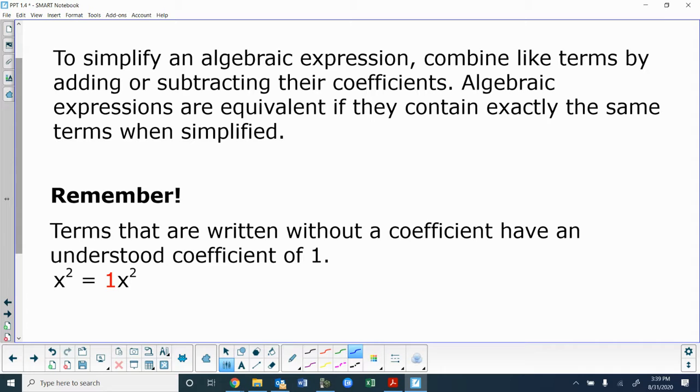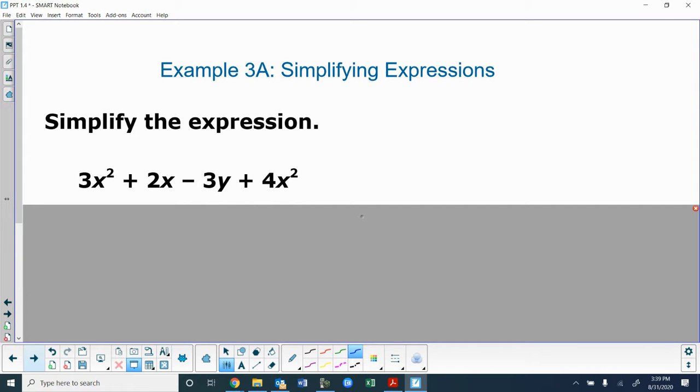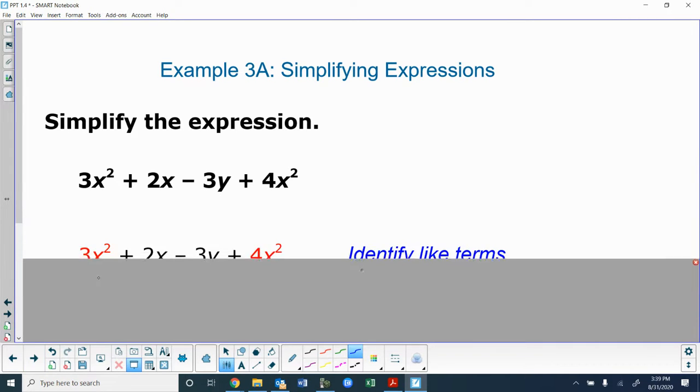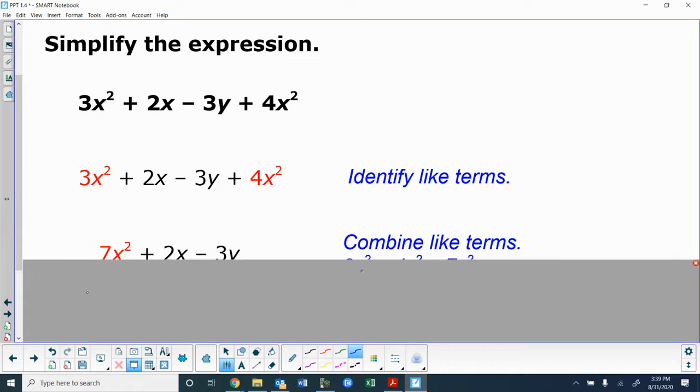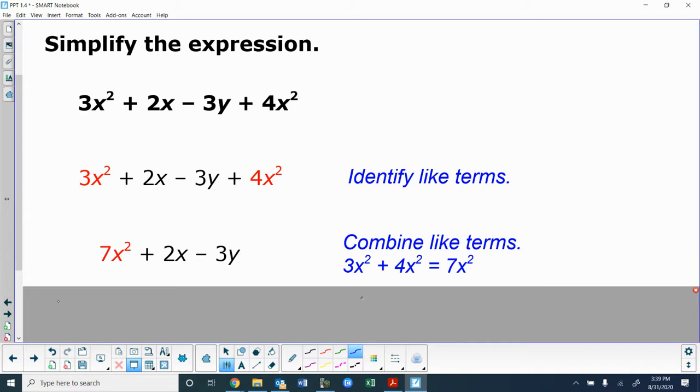So just giving you the directions or the procedure we use: combine like terms by either adding or subtracting their coefficients. Algebraic expressions are equivalent if they contain exactly the same terms when simplified. Terms that are written without a coefficient have an understood coefficient of 1. So x squared is the same as 1x squared. So in this example, the 3x squared and the 4x squared are like terms. I can put those together. They made them red. So that's 7x squared. The other two are not like terms, so that's our answer.